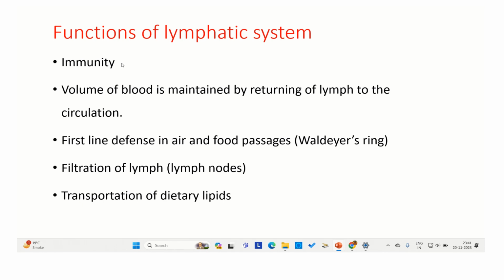Functions of the lymphatic system: the main thing is immunity. The other is that the volume of blood is maintained by returning lymph to the circulation. This lymphatic system also acts as a first line of defense in air and food passages, like Waldeyer's ring. Then filtration of lymph in lymph nodes, and transportation of dietary lipids through lacteals of the intestine.